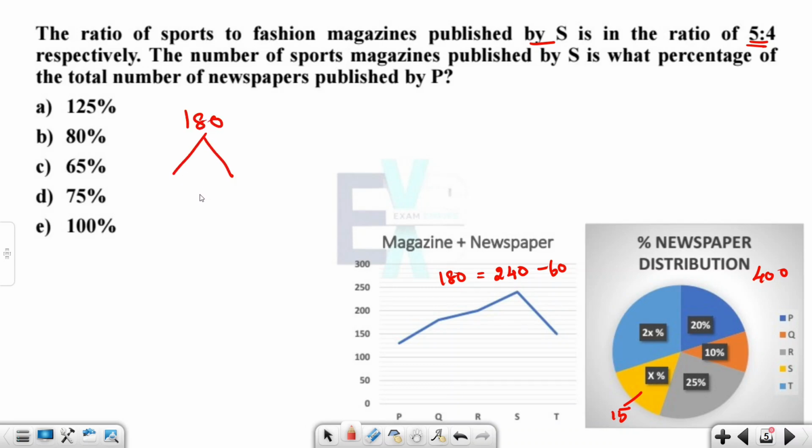In that 180, the ratio of sports to fashion is 5 is to 4. That is, we'll be getting 100 as sports magazines, and the remaining 80 are fashion magazines.